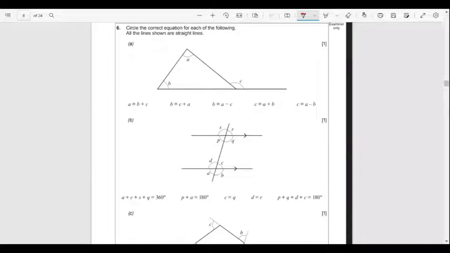Circle the correct equation for each of the following. Okay, so the first one, we've got a triangle with a straight line coming off with an angle on the outside, C. Now, I know that angles on a line add up to 180, so C plus X is 180, that's angles on a line. And I know that A plus B plus X also equal 180, okay? Now, if I look at these two equations, I've got C here plus X, and I've got A plus B here. So this must mean that C is equal to A plus B.